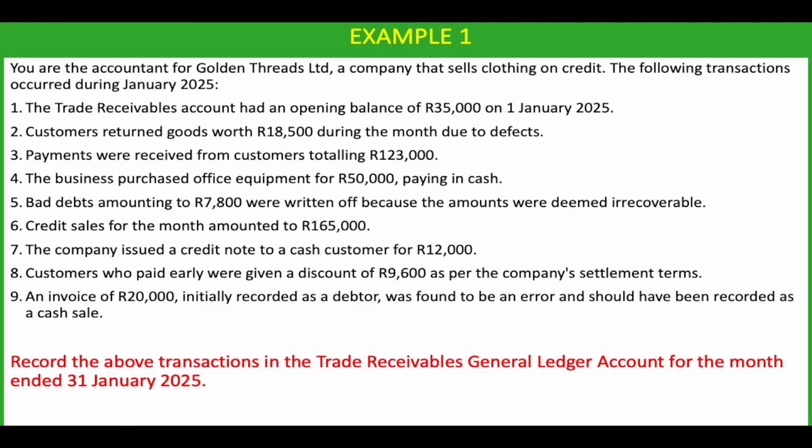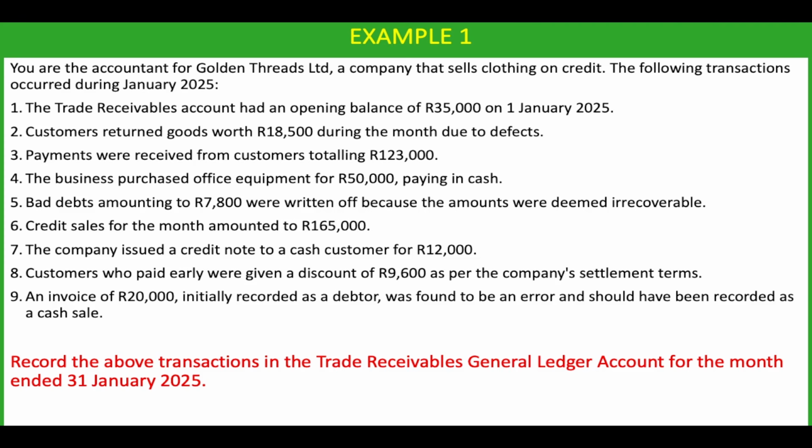Another way they could have stated this is by saying the trade receivables account had a closing balance of 35,000 Rand at 31st of December 2024. Now, we know that the closing balance for the previous month, i.e. 31st of December 2024, is the same as the opening balance for this month, 1st of January 2025. So don't be confused or thrown off by how they word the information, okay? So we have our opening balance for our assets. Our opening balance goes on the debit side because that's where it increases.